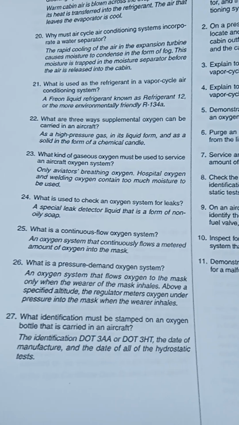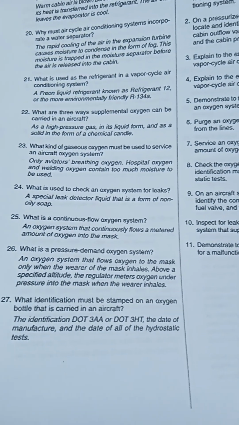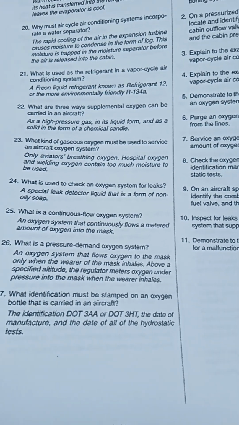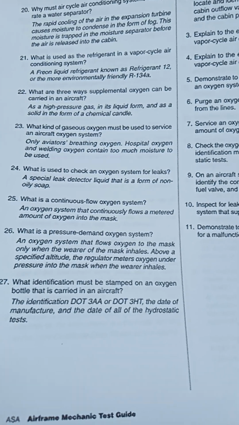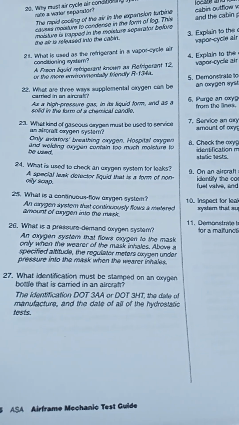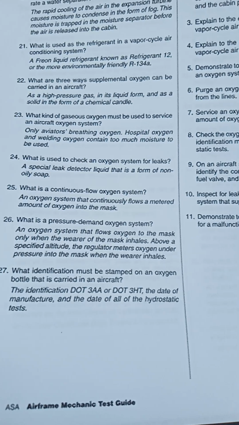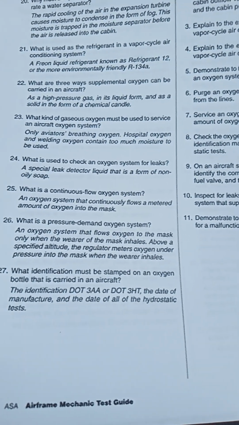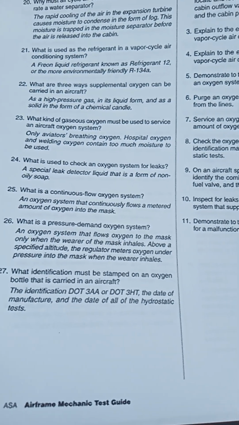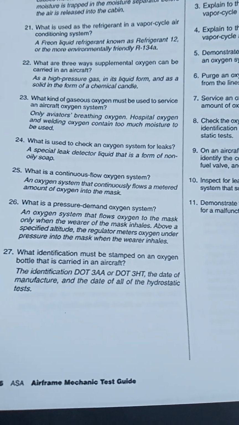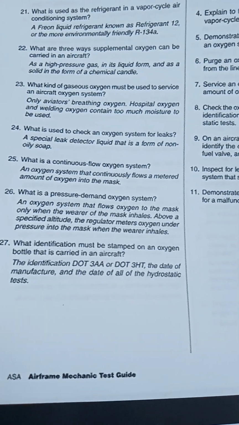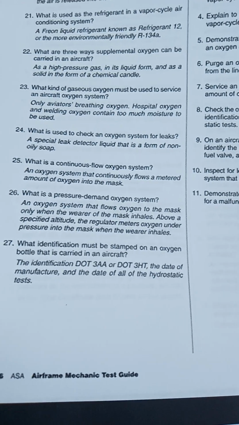What are three ways supplemental oxygen can be carried in an aircraft? As a high pressure gas, in its liquid form, or as a solid in the form of a chemical candle. What kind of gaseous oxygen must be used to service an aircraft oxygen system? Only aviators breathing oxygen. Hospital oxygen and welding oxygen contain too much moisture to be used. What is used to check an oxygen system for leaks? A special leak detector liquid that is in the form of non-oily soap.